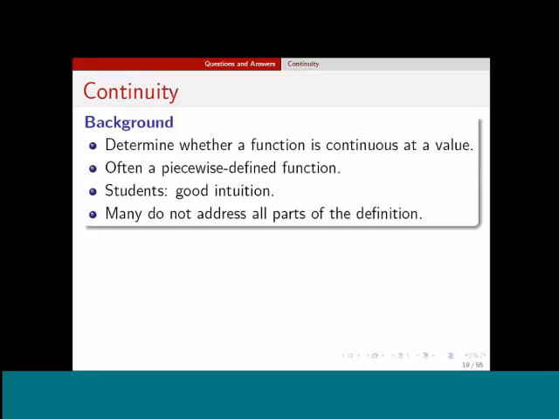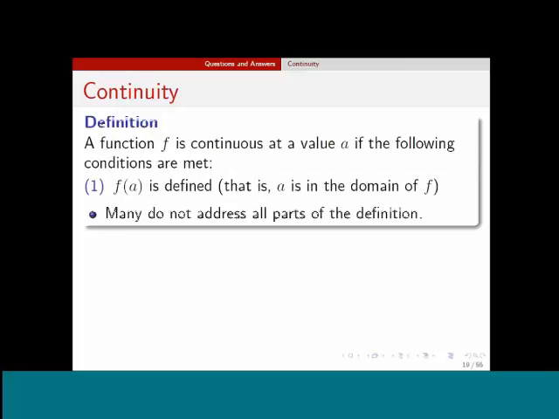My experience suggests that students have very good intuition about continuity. You know that old phrase: when is a function continuous at a point? I can draw it across that point without lifting my pencil. Students have very good intuition about this. However, many students don't address all the parts of the definition. And you really need to do this mathematically when you're looking at continuity.